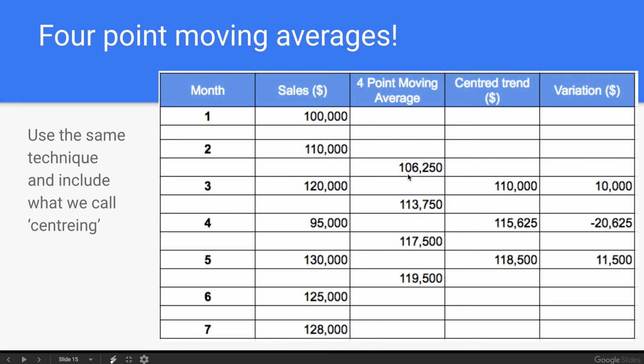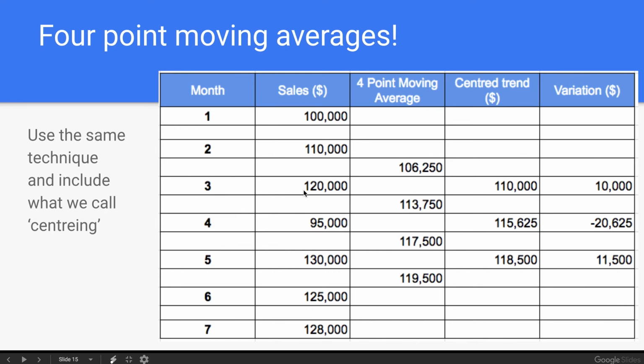To get this 4-point moving average, you add the first 4 months together, divide it by 4. Then to get the second one here, you add the next 4 months divided by 4. Next 4 months and the next 4 months, it gets you all these. To get the centered trend, you take averages of all the 4-point moving averages. So the average of these two, the average of these two, the average of those two, and then from there you can calculate your variation.